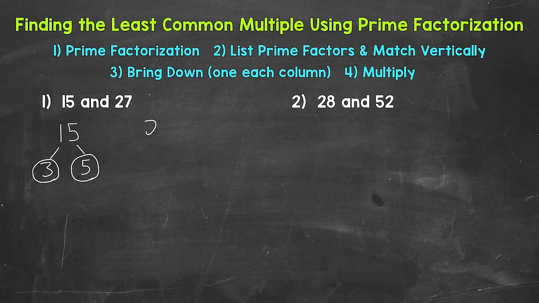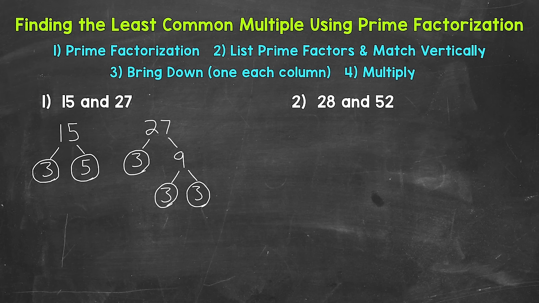Now we have the prime factorization of 27. Let's start with the factors of 3 and 9. 3 times 9 equals 27. So 3 and 9 are factors of 27. 3 is prime, so we are done there. But we can break 9 down. 3 times 3 equals 9. So 3 is a factor of 9. 3 is prime, so we are done there and there. And that's the prime factorization of 27. We can't break that down any further.